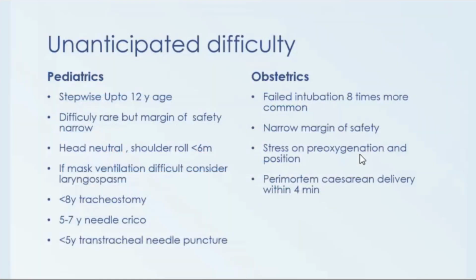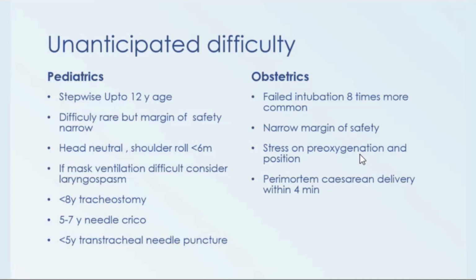Now, there are other groups that we commonly encounter. One is the pediatric and obstetrics. So in pediatrics, these guidelines are for kids up to 12 years of age. Now, unanticipated difficulty is quite rare, but the margin of safety is very narrow. So we can titrate the intubation according to the child. Like you can keep the head neutral to compensate for the large head. And you can use a shoulder roll in kids less than 6 months.